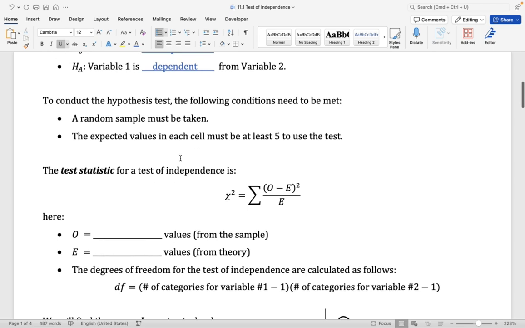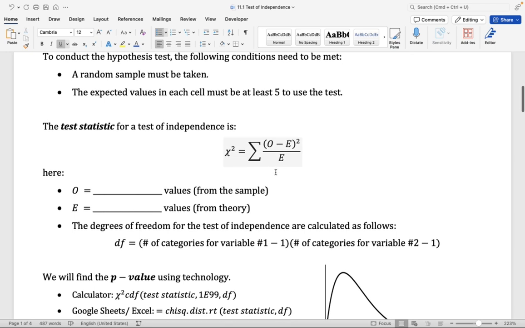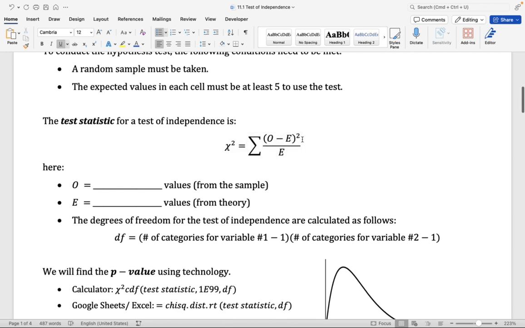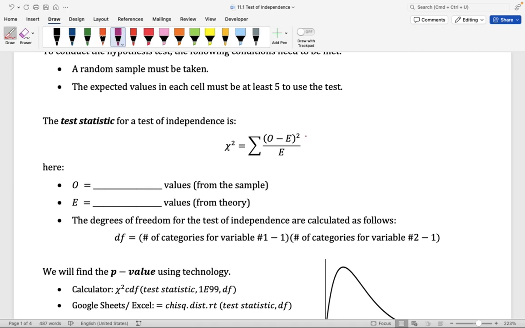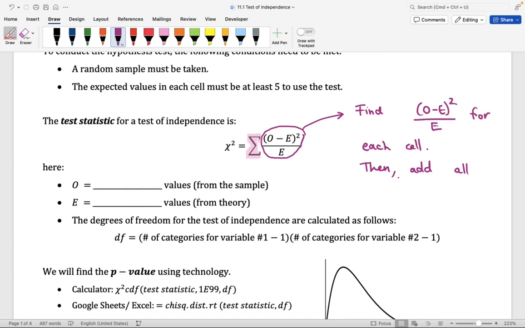We're going to be using the same formula for the test statistic. We're going to use the sum of O minus E squared divided by E. And remember, just like what we did with the goodness of fit test, we're going to need to find O minus E squared divided by E for each cell on the contingency table. And then our next step is going to be to add all those values, right? Here it says, take the sum of all those values. Okay, so I'm just going to write then add all the O minus E squared divided by E values.